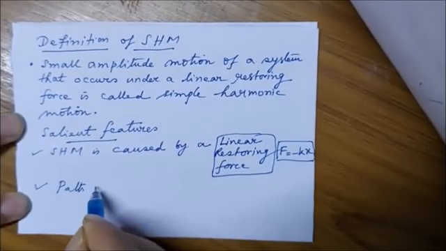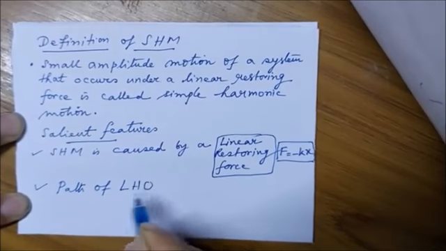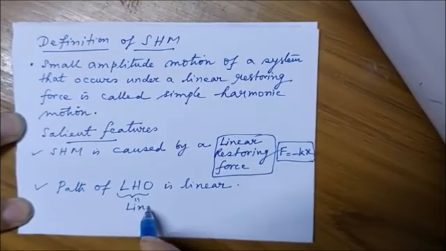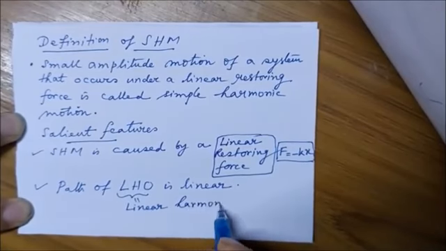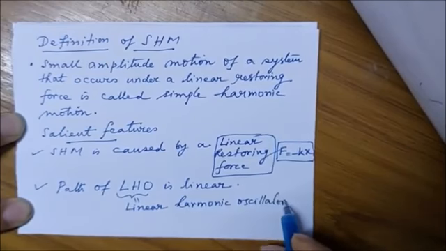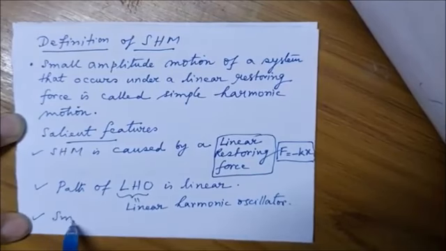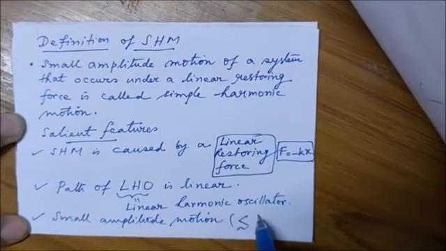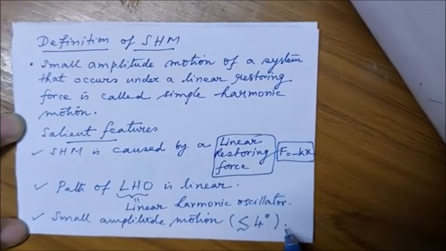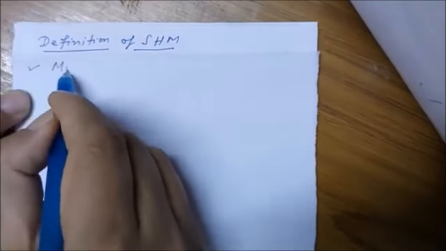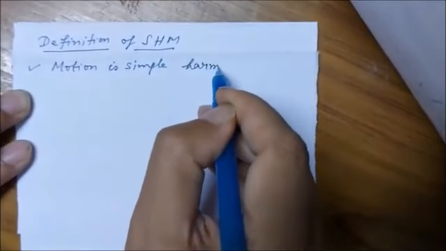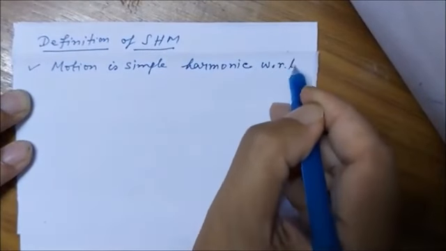Second point is the path of a linear harmonic oscillator is linear, as the name implies. This is called a linear harmonic oscillator or simple harmonic oscillator. It is a small amplitude motion, with an angular restriction of 4 degree with respect to the equilibrium position. Another point is that the motion is simple harmonic with respect to time.